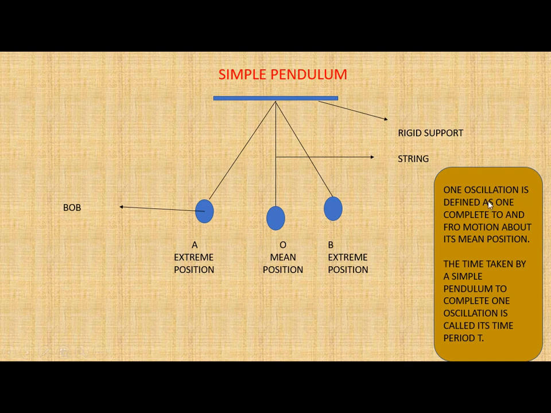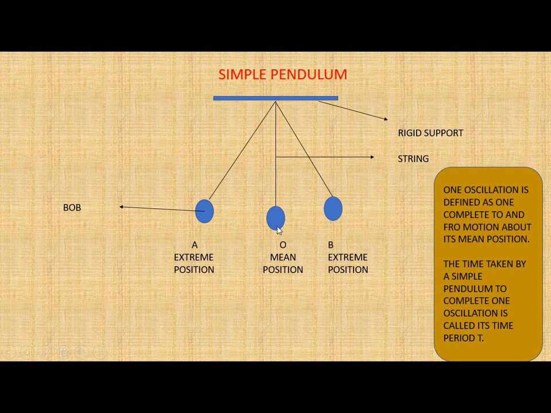Now one oscillation is defined as one complete to and fro motion about its mean position. Like here, if we take this bob, when is it said to be one complete oscillation? Suppose this is the mean position. From O, this bob will go to A, then from A it will move back to B, and then from B it will go back again to O.